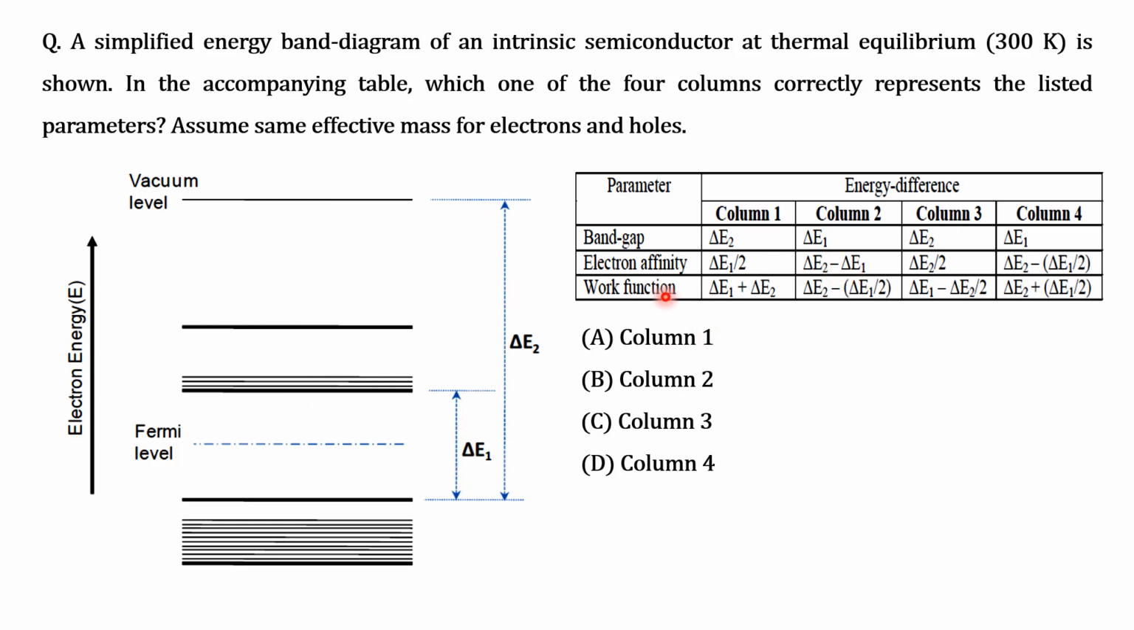Next is work function. Work function means that we have to remove an electron from the Fermi level to the vacuum level. So what will be this? We know this entire thing is delta E2, and this small region will be delta E1 by 2. Suppose you subtract delta E1 by 2 from delta E2, that is delta E2 minus delta E1 by 2, will give us the work function.